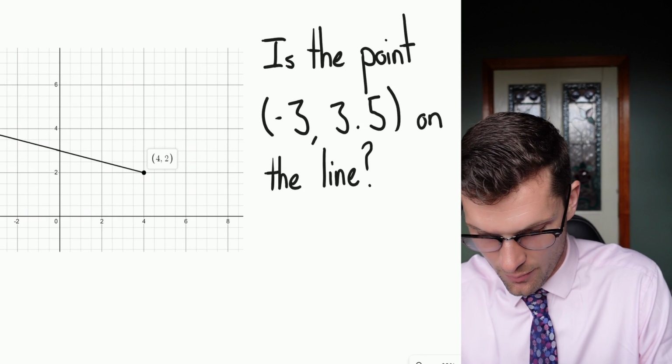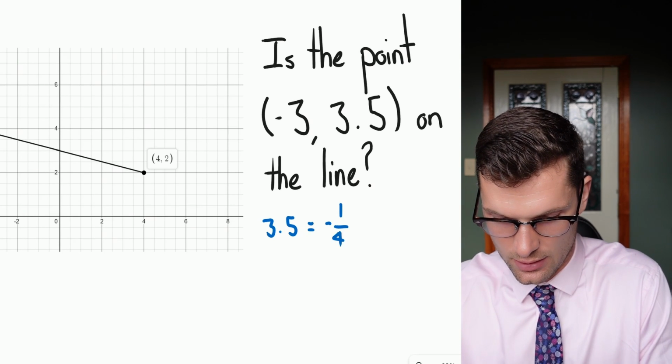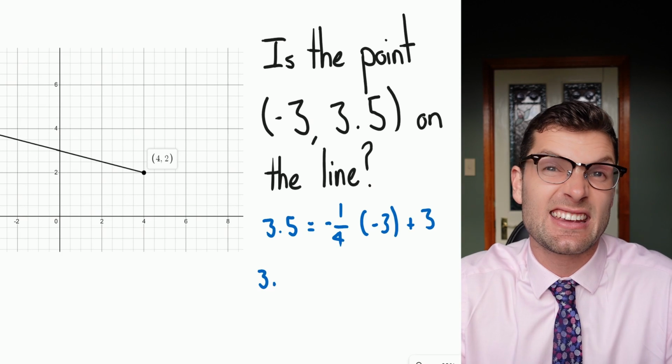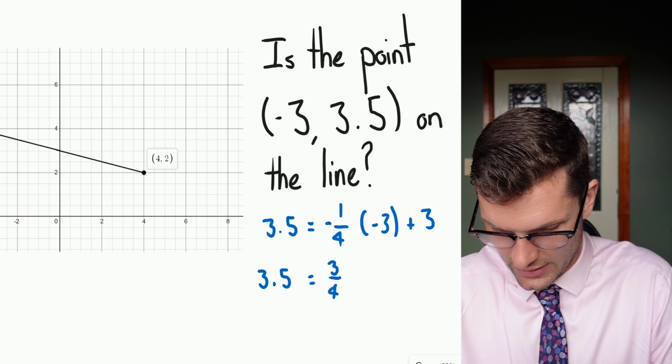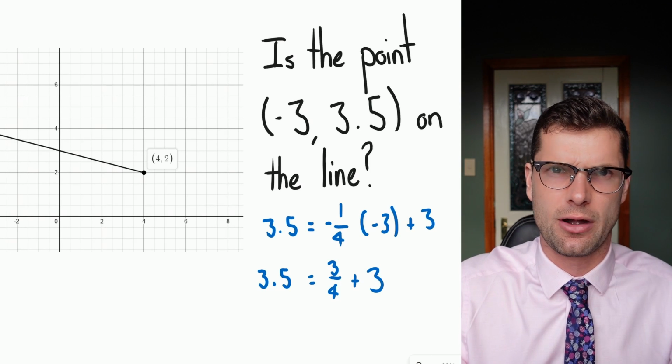So this is going to become 3.5 is equal to -1/4 multiplied by -3 plus 3. So what we're asking is, does 3.5 equal 3/4 plus 3? That's equal to 3.75, not 3.5.